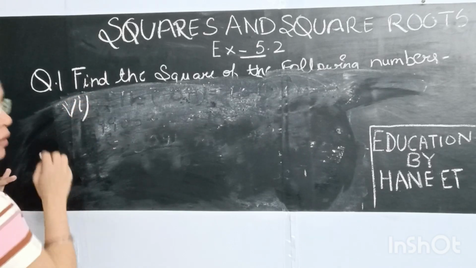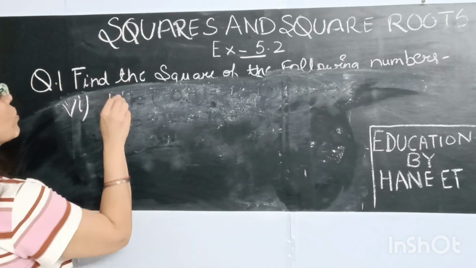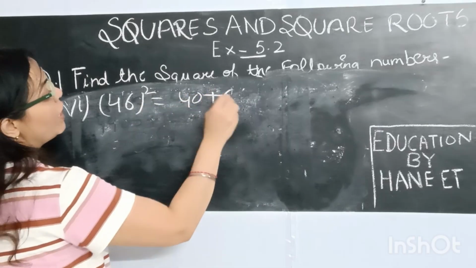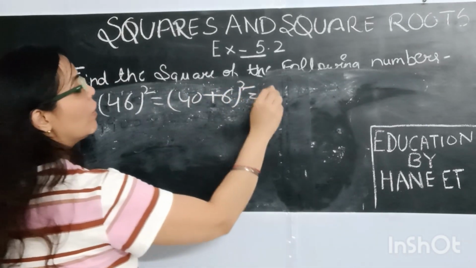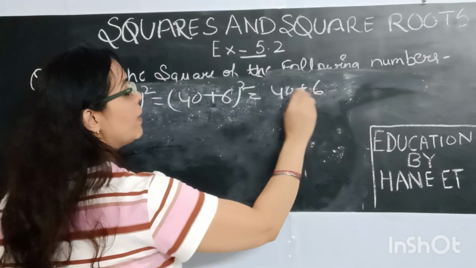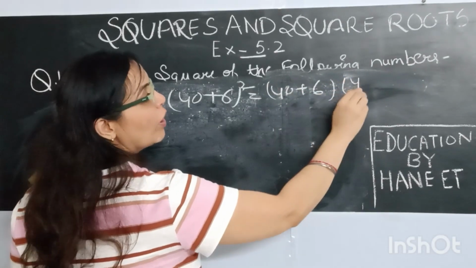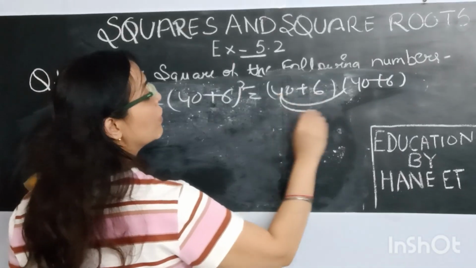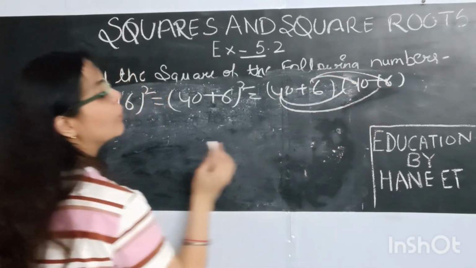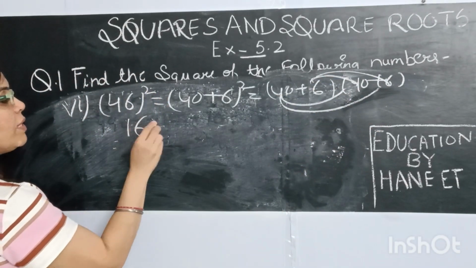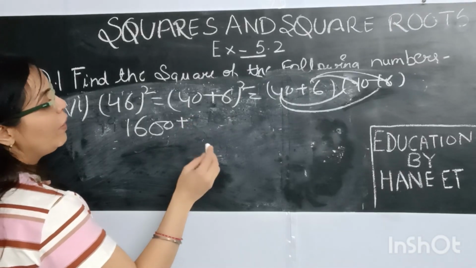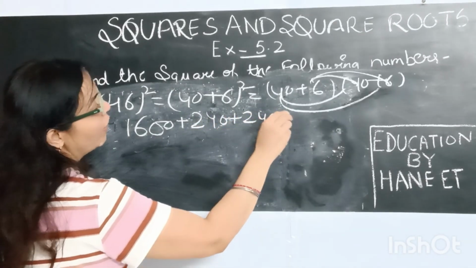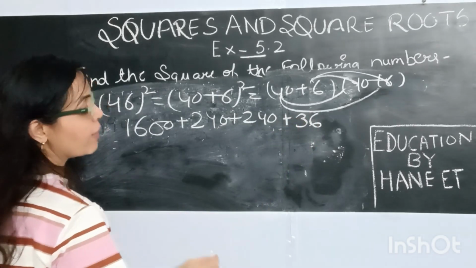The sixth part is 46 whole square. So 46 whole square will be written as (40 plus 6) whole square. So 40 plus 6, 40 plus 6, right? So 40 into 40 is 1600. 40 into 6 is 240. 6 into 40 is 240. 6 into 6 is 36.